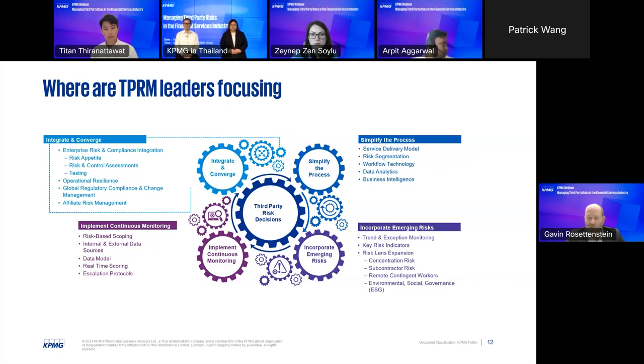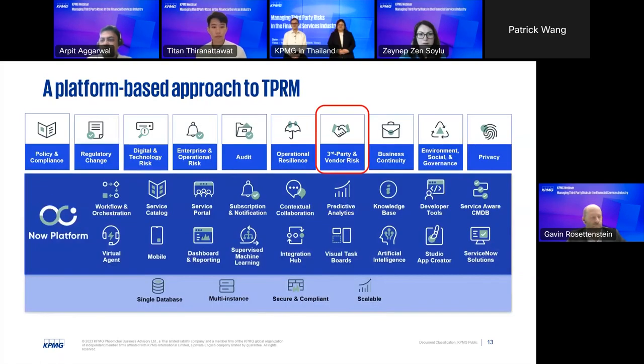So with that, I am going to hand over now, I think, to Arpit and Titan to take us through a demo. Sure. Thank you, Gavin. Moving on. Before we start the demo, I hope you are able to hear me fine. So I'd like to give a quick introduction of the ServiceNow platform.